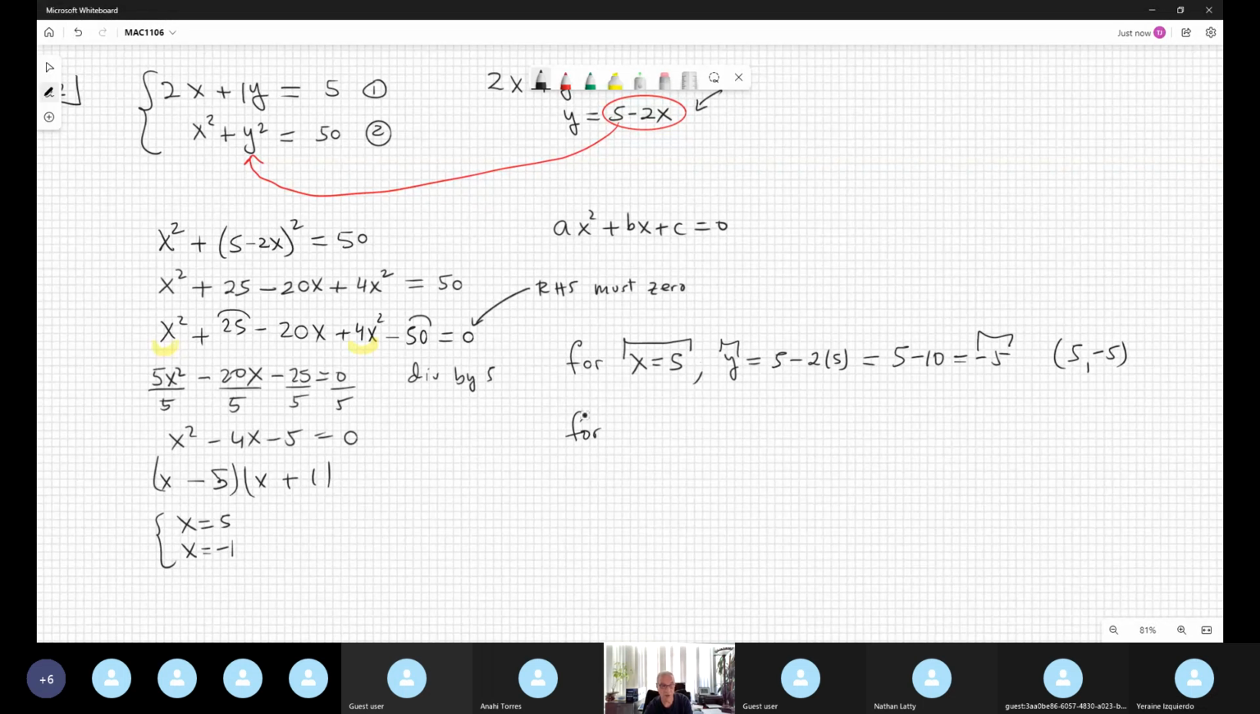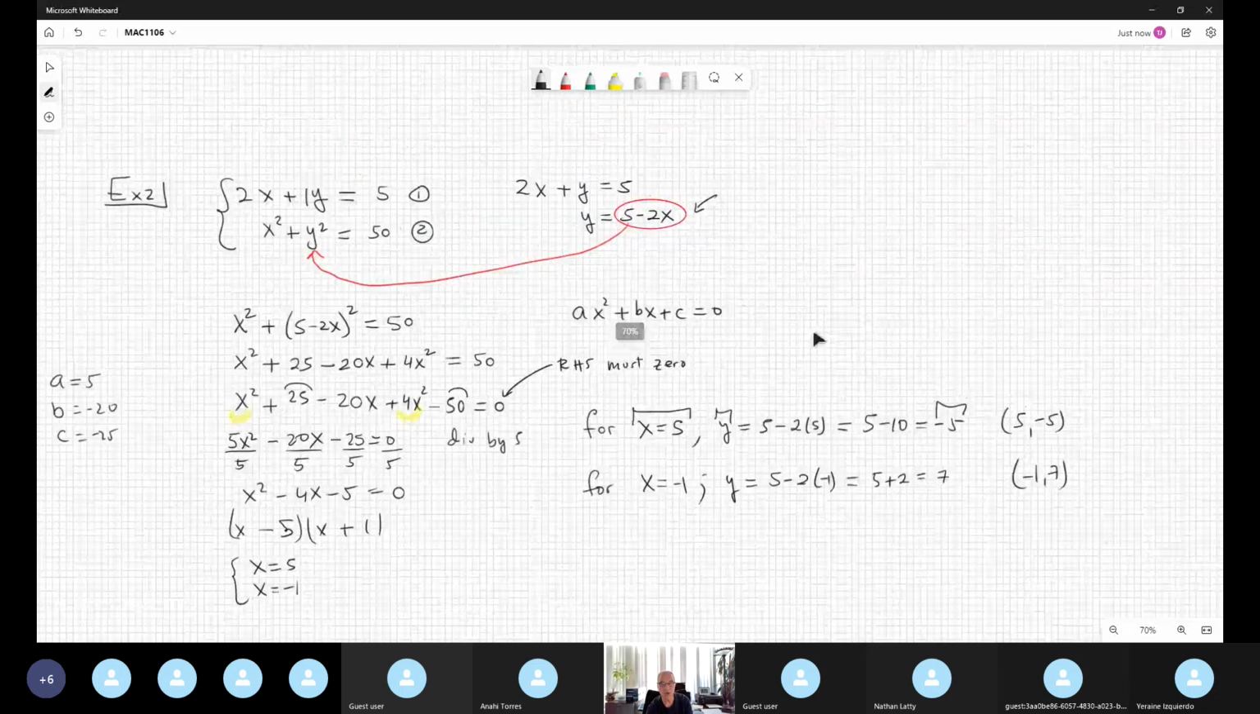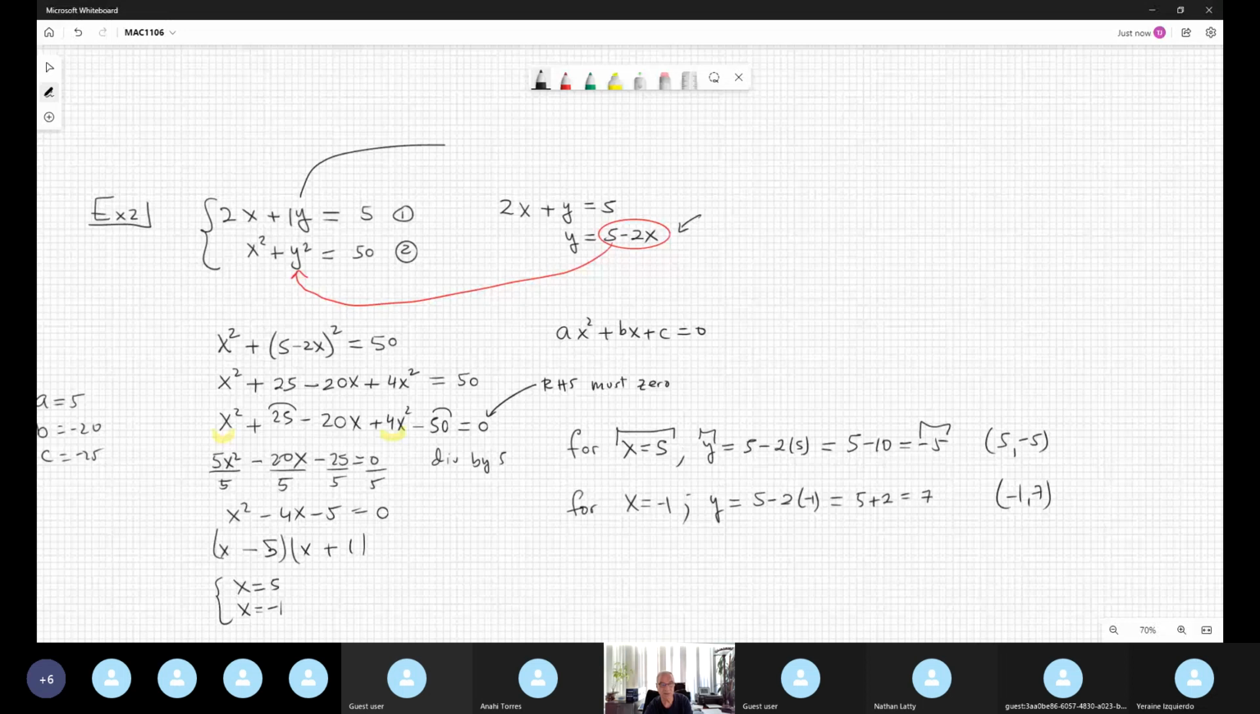Okay, now we have another solution: for x equal negative 1, y is equal to 5 minus 2 times negative 1. So be careful with the sign. A double negative becomes positive. 5 plus 2 is 7. Whoa, it's 7. And the solution is the point negative 1, 7. And this is the solution set for this non-linear system: open parentheses because they are all pairs, 5, negative 5 and negative 1, 7. This is my beautiful final answer.